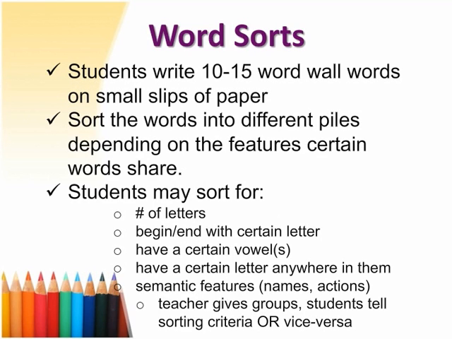Word sorts are another way of having students interact with your word wall. Have them write 10 to 15 word wall words on small slips of paper, and then sort the words into different piles depending on the features that the words share. They might want to sort for the number of letters, the beginning or ending sound, a certain vowel, a certain letter anywhere in the word, semantic features such as names or actions. The teacher could give the groups, and the students could give the sorting criteria, or vice versa.